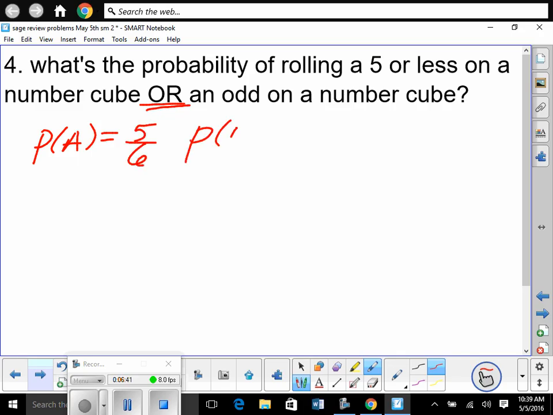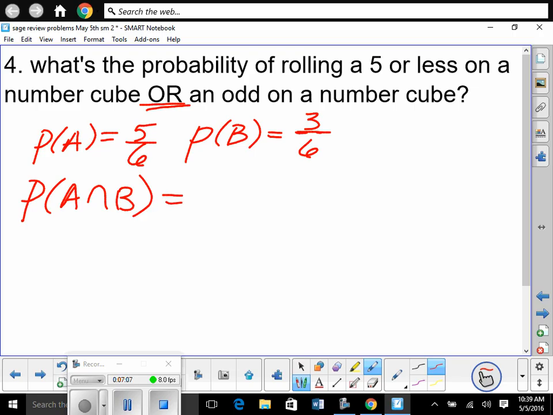The probability of event B is rolling an odd on a number cube, which happens how many times? 3 out of 6, right? A 1, a 3, a 5. 3 out of 6. We could simplify it, but I'm just going to leave it. And then because they overlap, we need to know where they overlap. So what's the probability of A intersect B? When does A intersect B? When it's 5 or less and an odd. So when does that happen?